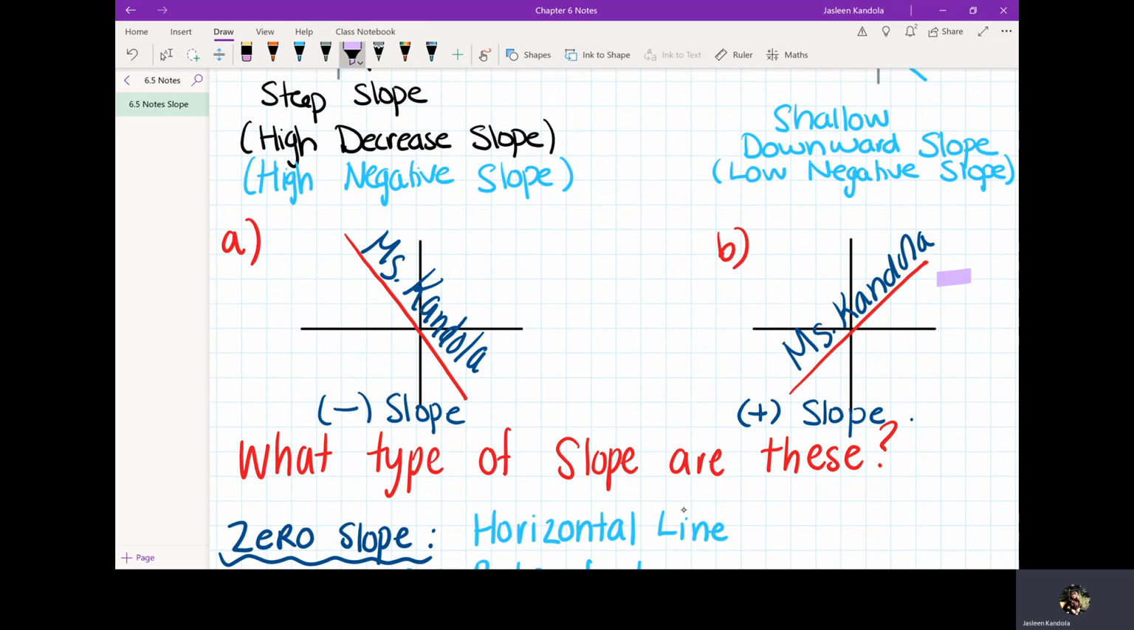And how do you check? You can put your name on top of that line and see, is it going up? Then you know it's positive, right? But the steepness depends. If it's a positive slope, it'll depend if it's a shallow slope or a high slope, right? And then you have a negative slope, as we saw right here. Again, put your name on top of the line and see if it's going down. Then you know it's a negative slope.